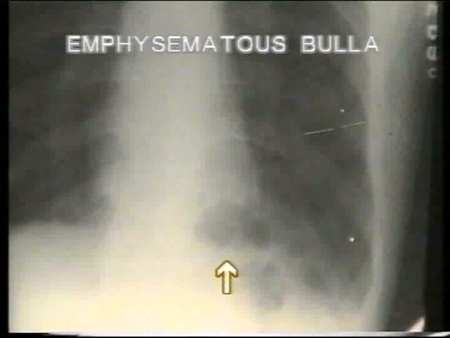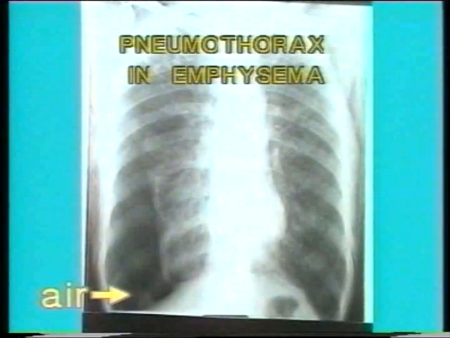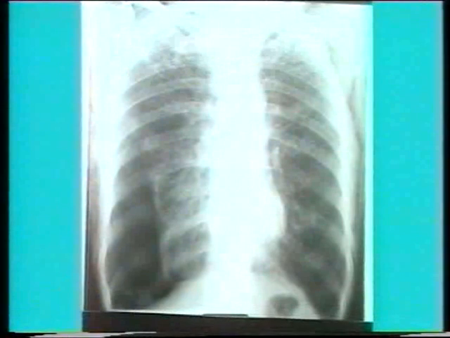This is another X-ray showing emphysematous bulla overlying the heart shadow. Large bullas may replace normal lung tissue and reduce the vital capacity of the lungs, resulting in severe breathlessness. Or the bullas may rupture, giving rise to a spontaneous pneumothorax. Note the pneumothorax on the right side shown by the arrow. The right lung is partially collapsed and features of emphysema are seen in both lungs. Note the wide intercostal spaces, very low and flat diaphragms, and a classical teardrop heart.